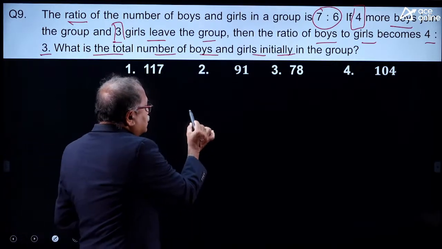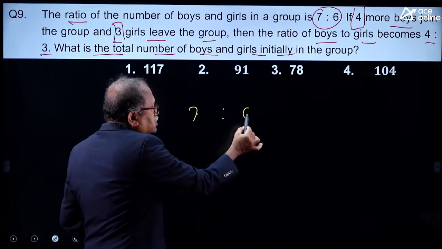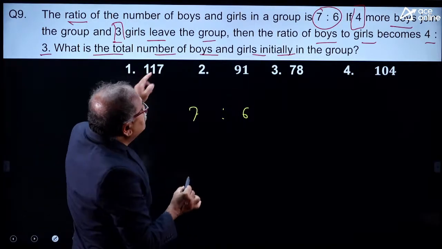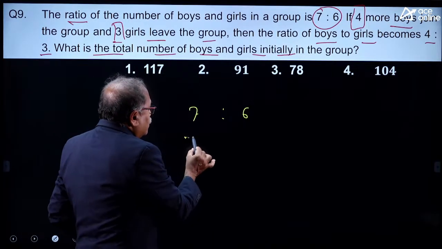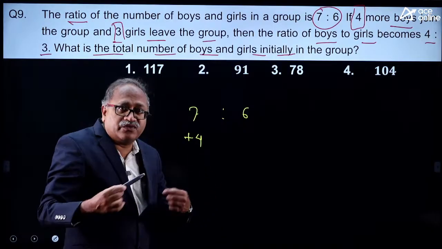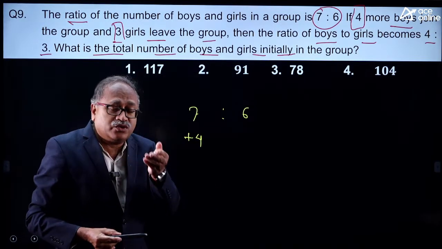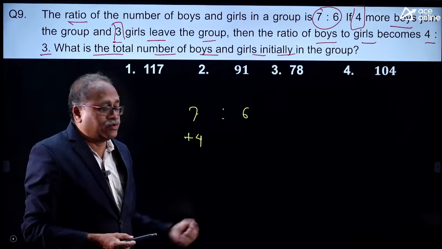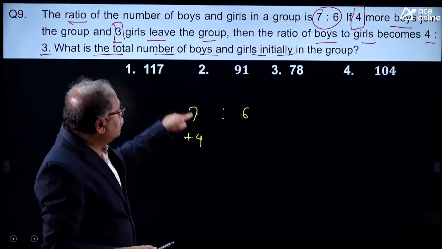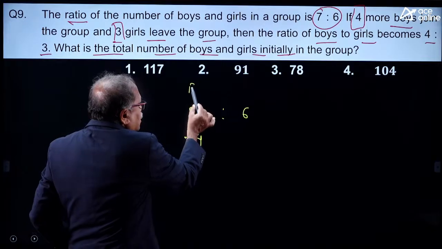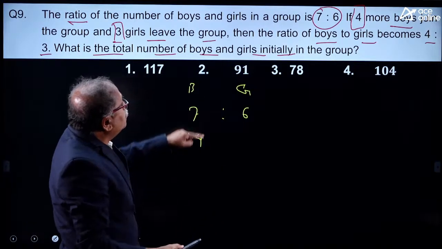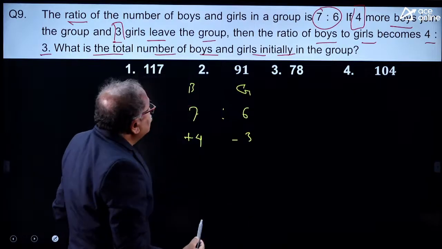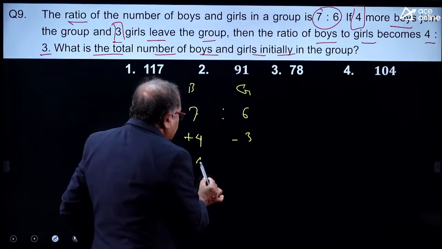What is given to us is that 7 is to 6 was the initial ratio. Here 4 numbers are added, plus 4. This is one way of approach, right? There are 2 basic ways there. I feel more comfortable in this way of writing. So, 4 more boys, this is boys and this is girls. 4 more boys have joined and 3 girls live over here, and the ratio becomes 4:3.